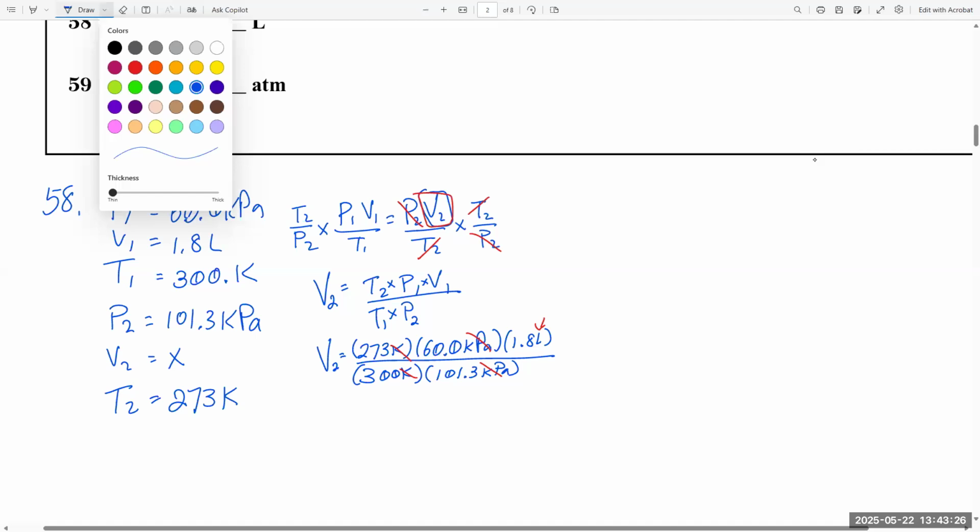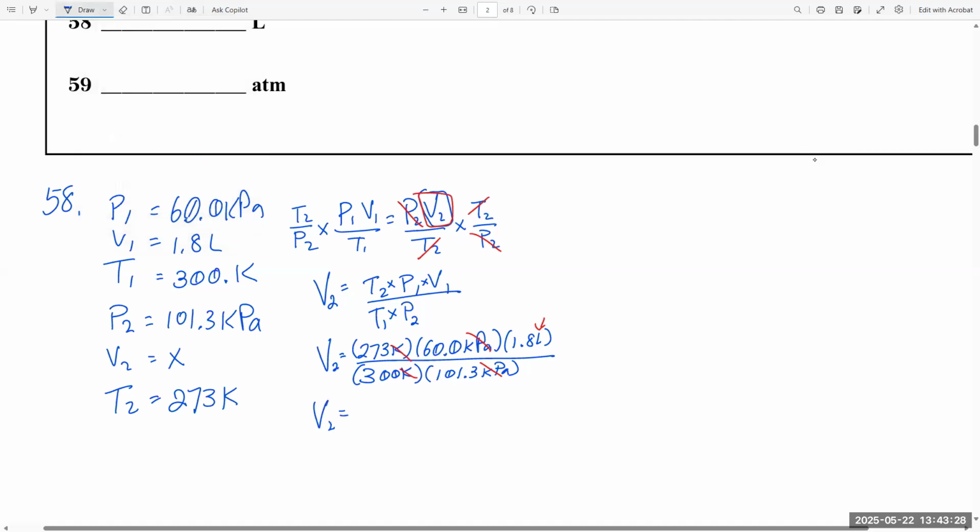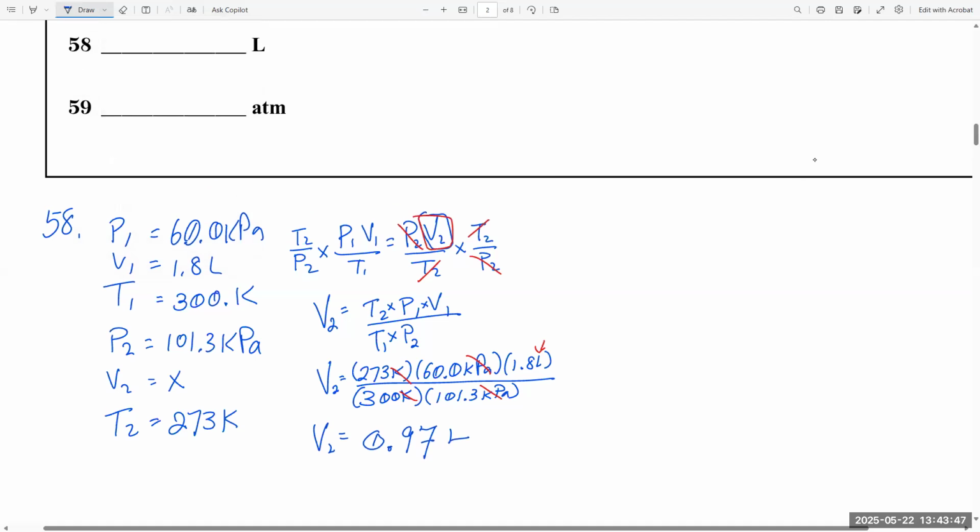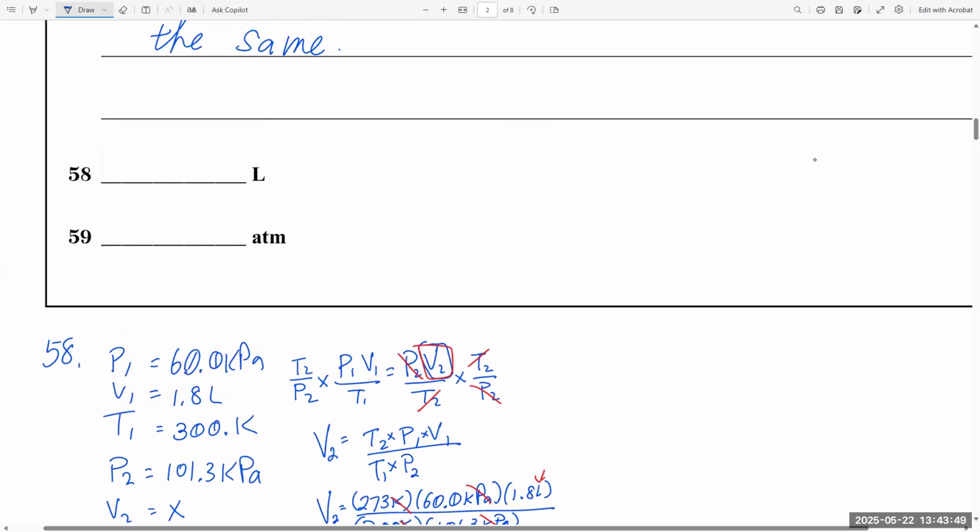And then if you plug this into your calculator, what are you going to get? You should get a value that is, let's see, 0.97. Is it 2 sig figs? Yes, it is, because 1.8 liters is 2 sig figs, and that is going to be in liters. So I'm going to go over here and put 0.97 liters, and that should be the answer.